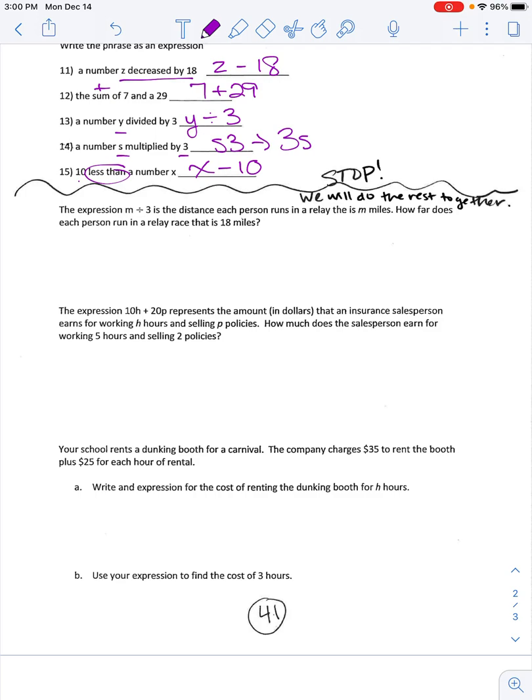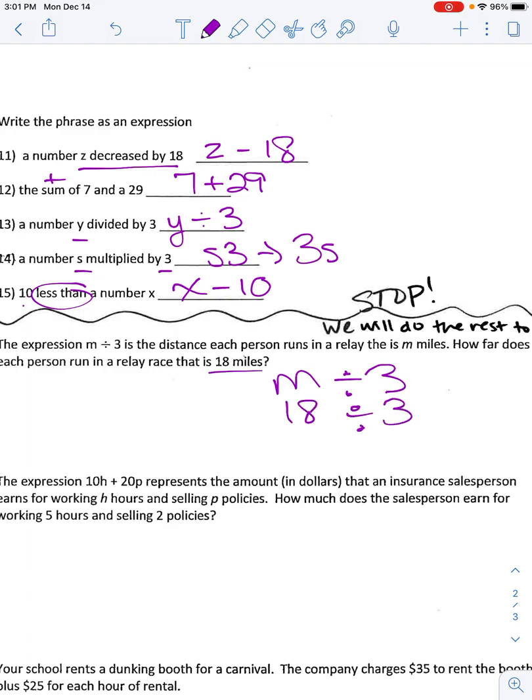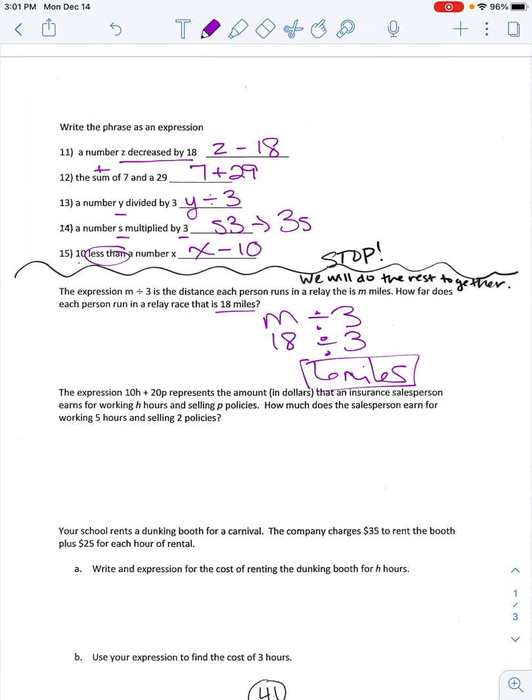The expression m divided by 3 is the distance each person runs in a relay. The m stands for miles. How far does each person run in a relay? That is 18 miles. So throw 18 in for m. So m divided by 3. Substitute in 18 for m. And 18 divided by 3 is 6. Each person runs 6 miles.